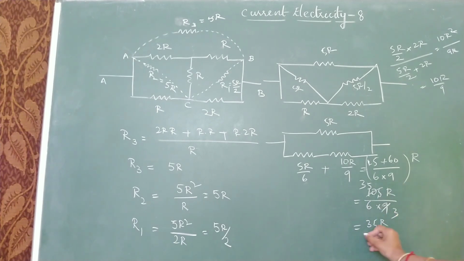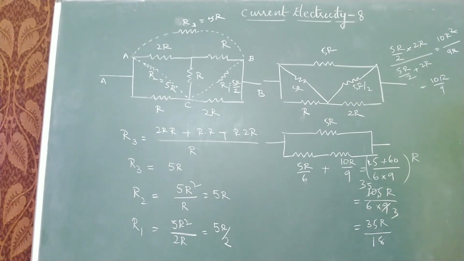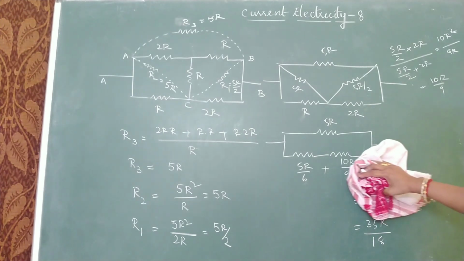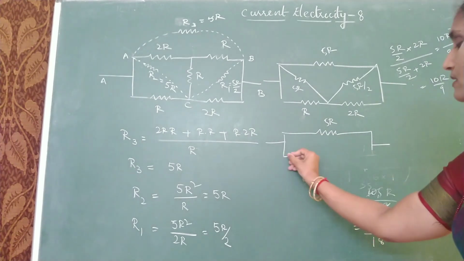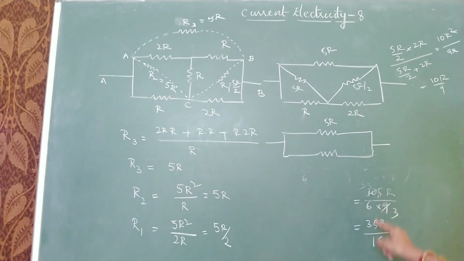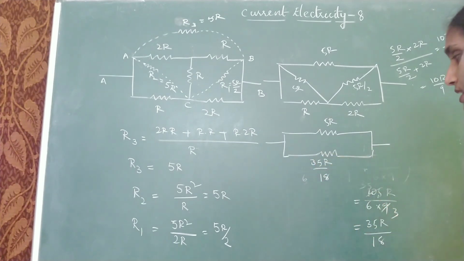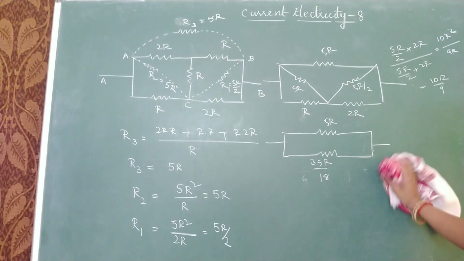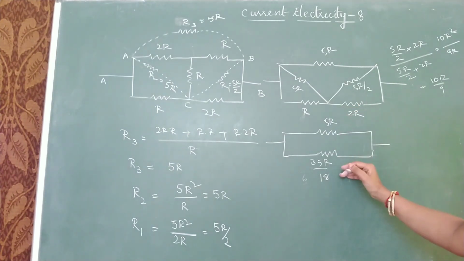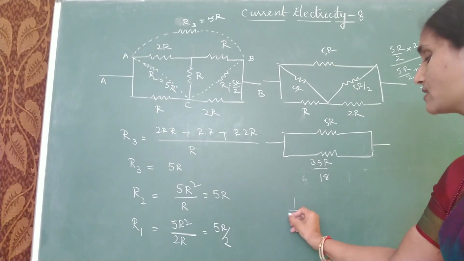35R divided by 6 threes are 18. Okay, so I will remove these two resistors and replace them with a single resistance. What is the resistance? 35R divided by 18. And now how are these two resistors connected? In parallel combination. So what should be your equivalent resistance?